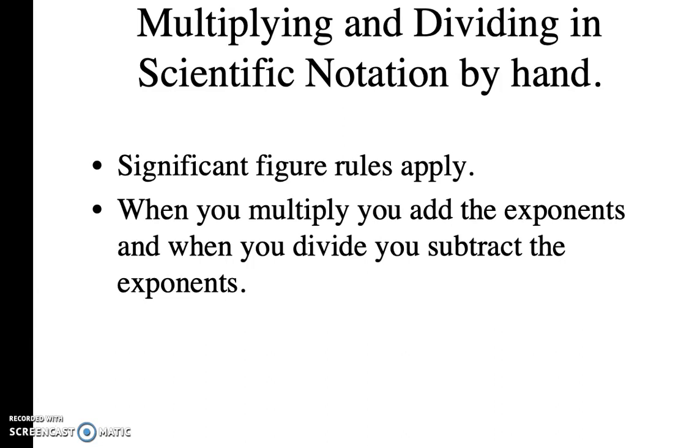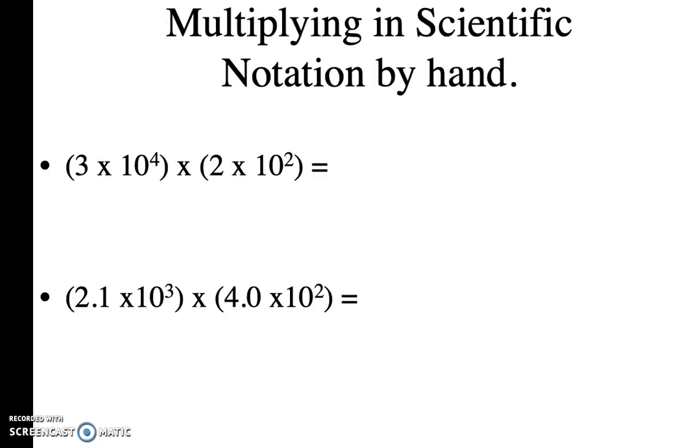Now, the thing with multiplying and dividing, it's a math problem in chemistry, so significant figures must be applied. So you have to use the significant figures rule. Okay, now, very simple here. When you multiply a number in scientific notation, you add the exponents. And when you divide, you subtract the exponents. This is more or less a review for you guys. Okay, this is nothing new.